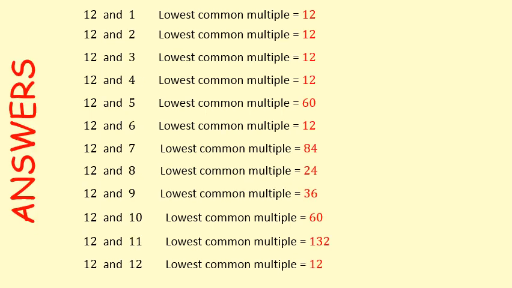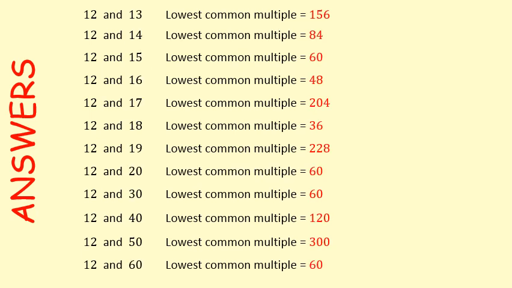Okay, so just mark your answers. Lowest common multiple of 12 and 1 is 12, 12 and 2 is 12, 12 and 3 is 12, 12 and 4 is 12, and so on. But 12 and 5 is bigger, so just make sure you're being careful, being very methodical, listing out your work. And the second set of answers, just pause the video and mark your work now.